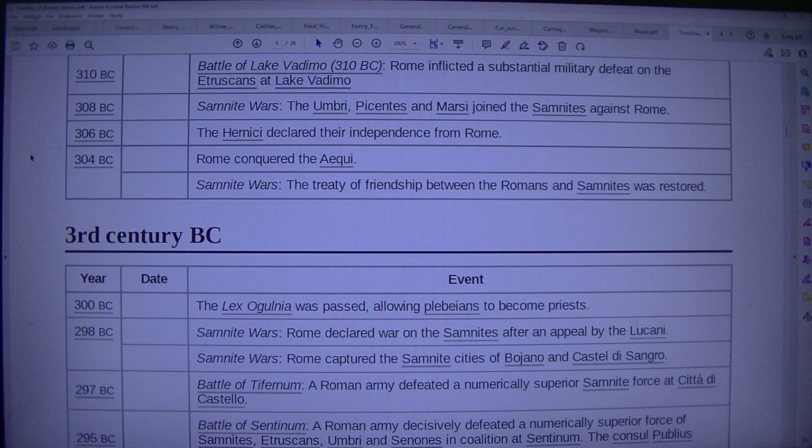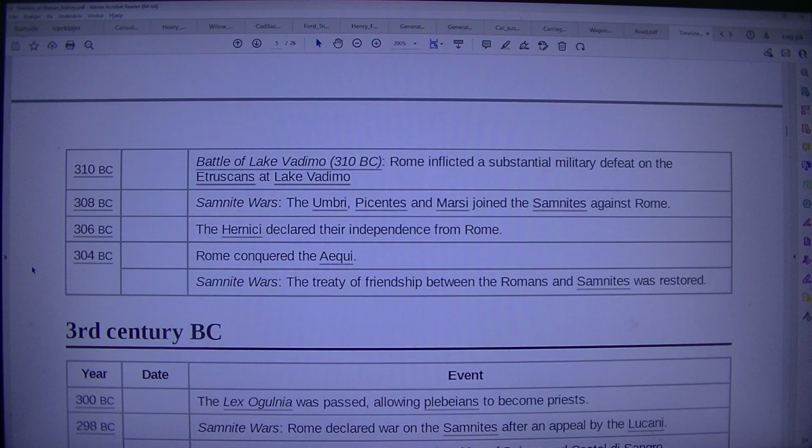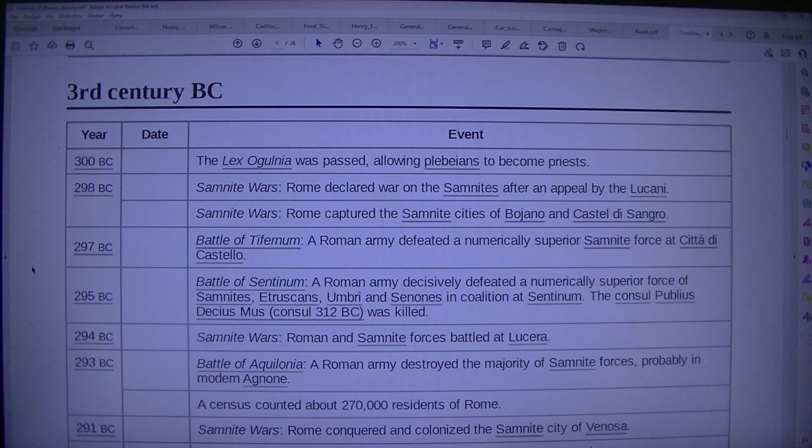3rd century BC. Year, date, event. 300 BC. The Lex Ogulnia was passed, allowing plebeians to become priests. 298 BC. Samnite Wars. Rome declared war on the Samnites after an appeal by the Lucani. Samnite Wars. Rome captured the Samnite cities of Bovianum and Castel di Sangro.